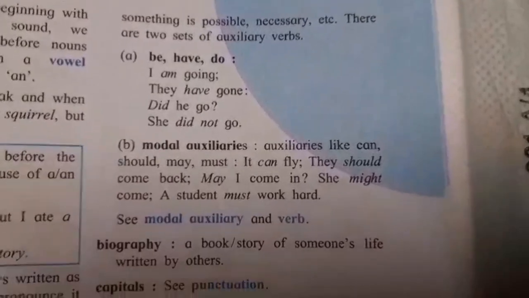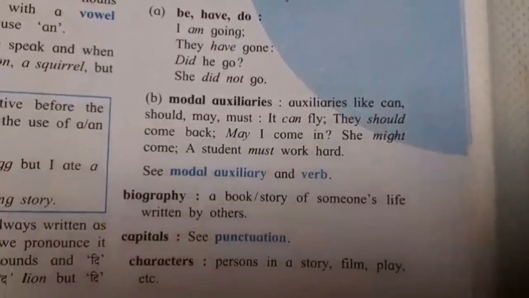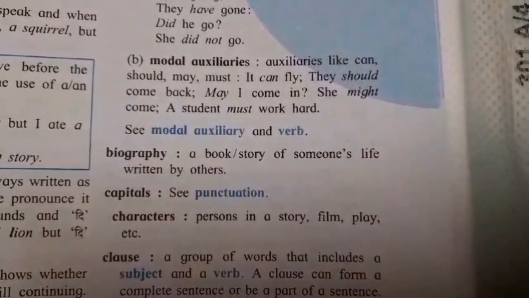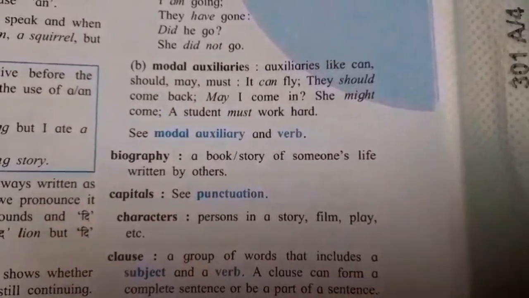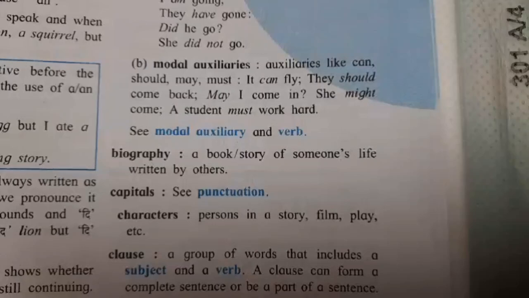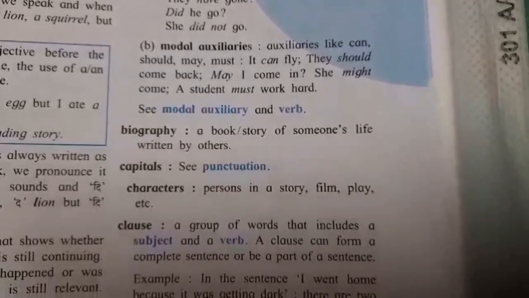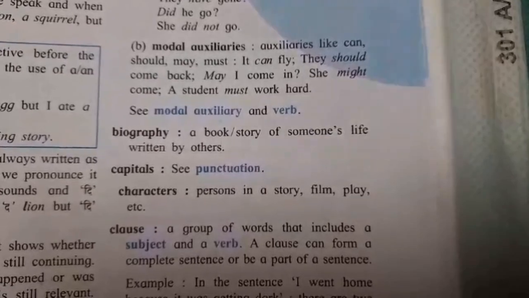I am going, they have gone. Did he go? She did not. Modal auxiliaries. Auxiliaries like can, should, may, must. It can fly, they should come back. May I come in? She might come. A student must work hard. See modal auxiliary and verb and you'll understand.